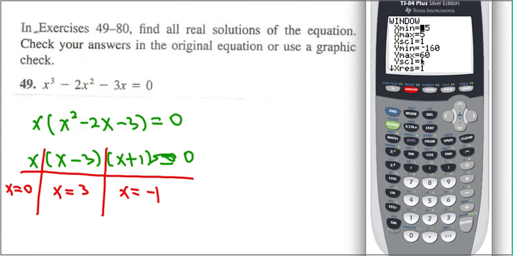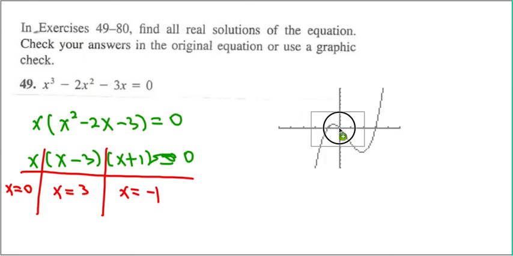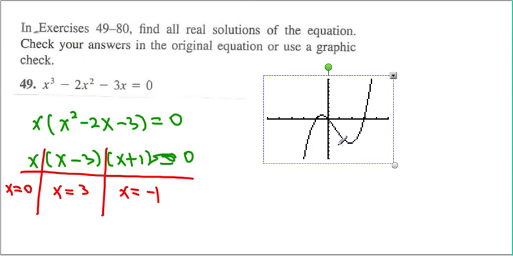Let's adjust the window. Maybe negative 10, and the maximum is positive 10. How about that? If you go to the zero function of the calculator, then you will see that, as you can see, this is negative 1, 0, 1, 2, 3, which matches our solution.